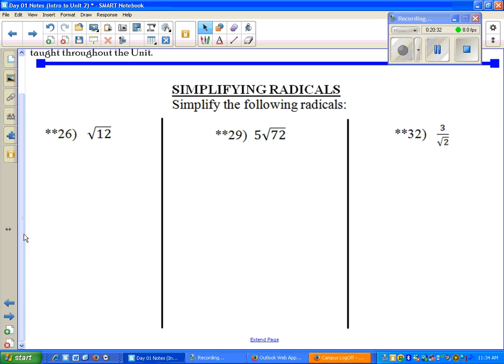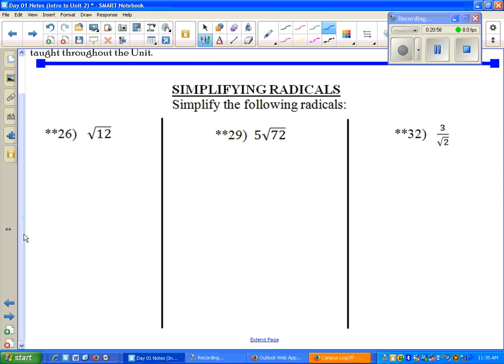So looking at the square root of 12, what is the square root of 12? Okay, that's not an exact answer. That's a decimal. Thank you. You have to ask yourself, what perfect square divides into 12? What are my perfect squares? What's 1 times 1? 2 times 2? 3 times 3?